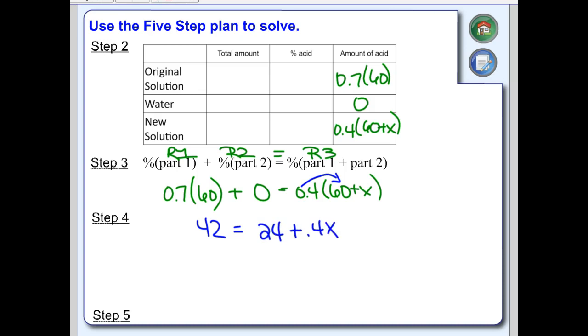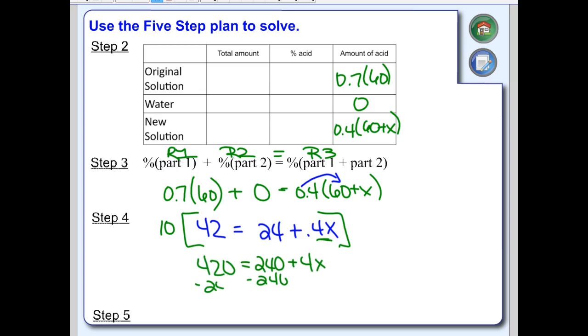Now, I'm going to go ahead and get rid of my decimal. So I'm going to multiply everything by 10. My greatest tenths place is there. So we've got 420 equals 240 plus 4x. I'm going to subtract 240, get rid of my floater. All right, and so that's going to give me 180 equals 4x.